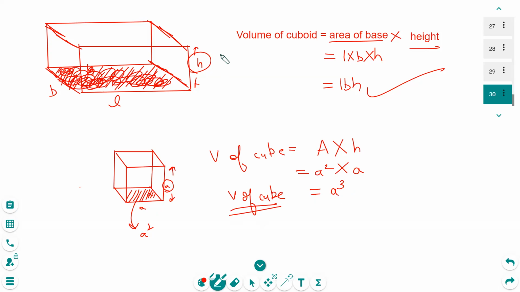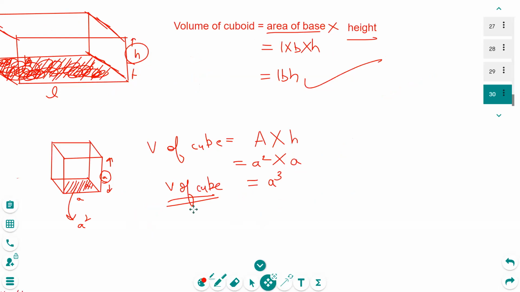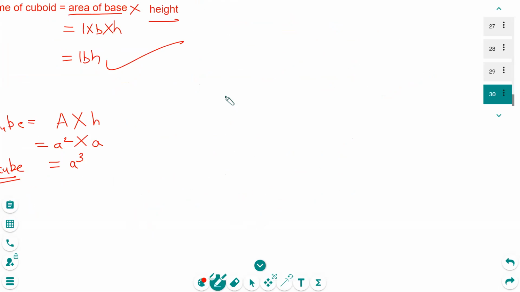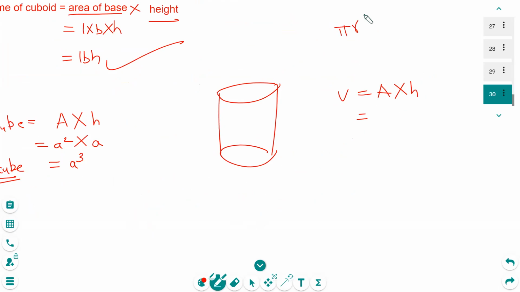Yes, sir. Good. Now, how about we go for the cylinder? Now, you people will ask me how the formula for the cylinder came. I'm not telling you again: volume is area times height. Tell me, how did the formula pi r square h come?